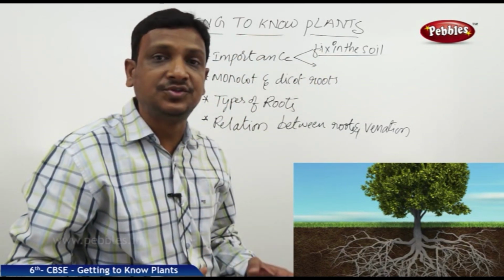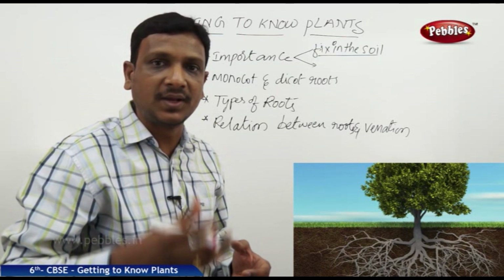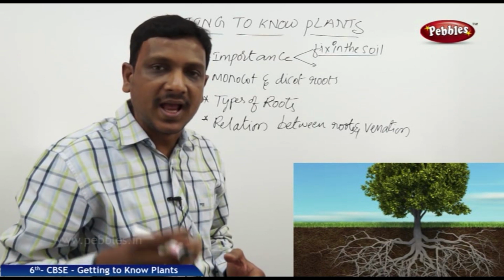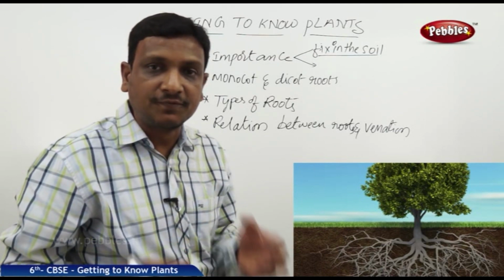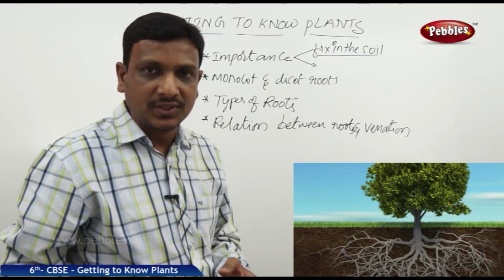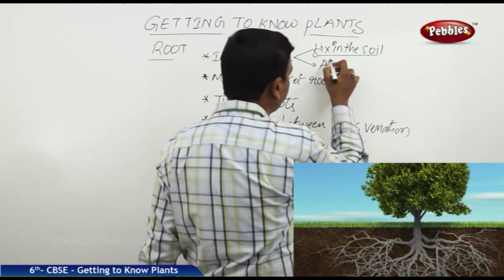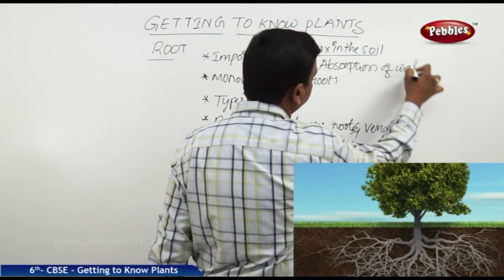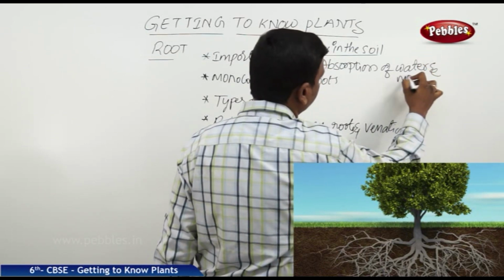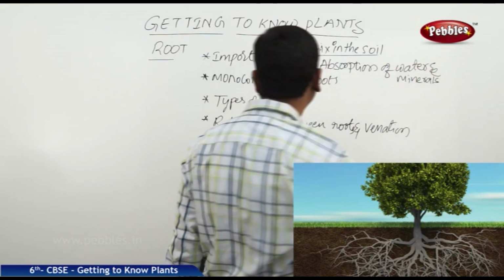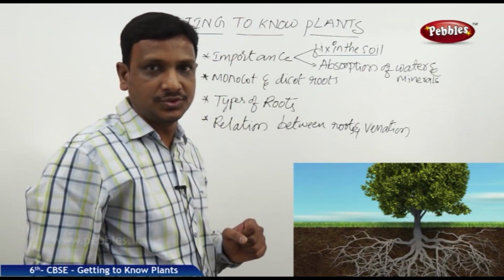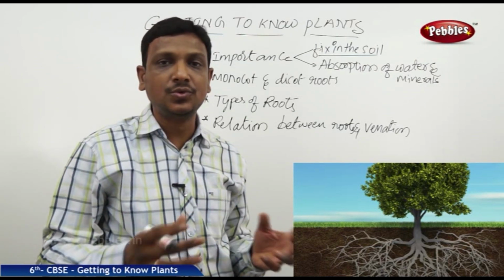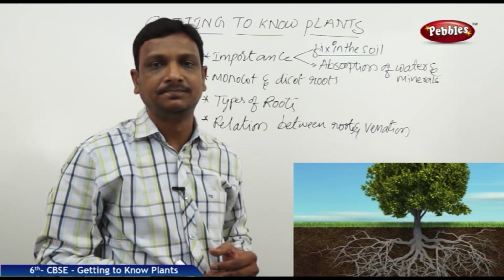They absorb water and minerals from the soil and supply it to the tree. So the water and minerals are absorbed from the soil by the root. That is the second function, absorption of water and minerals, these two. So that's the importance of the root. Now what's next is monocot and dicot roots, that means the rooting pattern of plants is different.